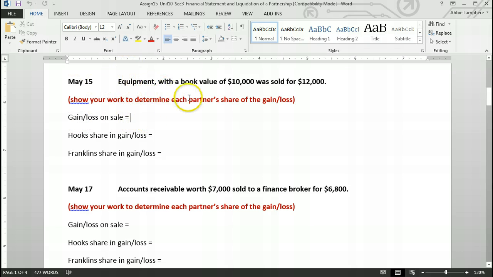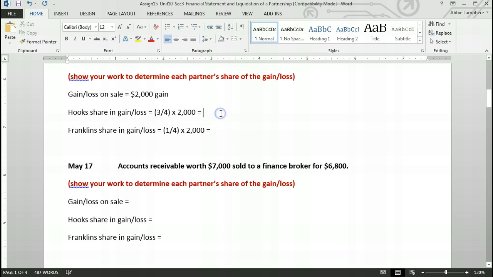For this May 15th transaction, we sold our equipment. It had a value of $10,000. We sold it for $12,000. So that tells us we got a $2,000 gain. Then we have to calculate each partner's share. We know Hooks has the 3/4 share, so we take 3/4 times 2,000 to figure out his share. And then Franklin has a 1/4 share, so we take 1/4 times 2,000 to figure out his share.